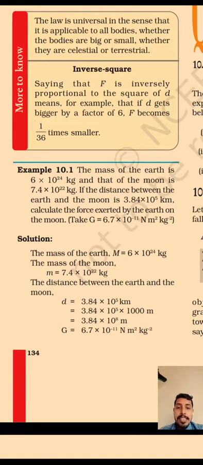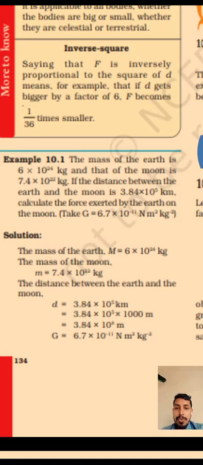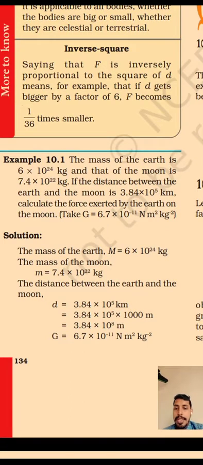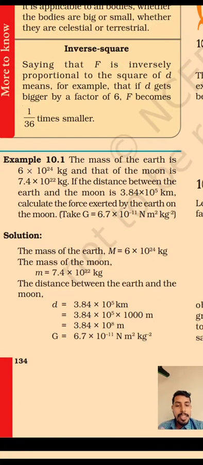The mass of the earth m is equal to 6 into 10 raised to 24 kilogram. The mass of the moon is 7.4 into 10 raised to 22 kilogram. Already we know the distance, 3.84 into 10 raised to 8 meter. In kilometer, we will make that meter. If you are making that meter, then we need to multiply with 1000.